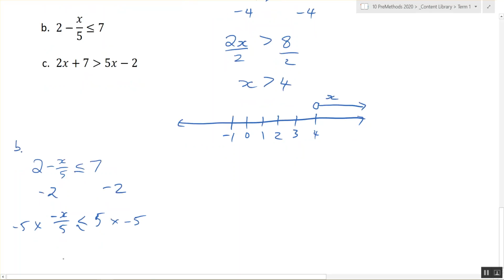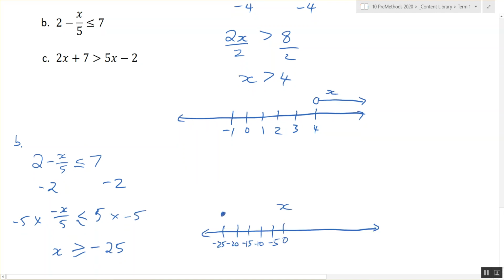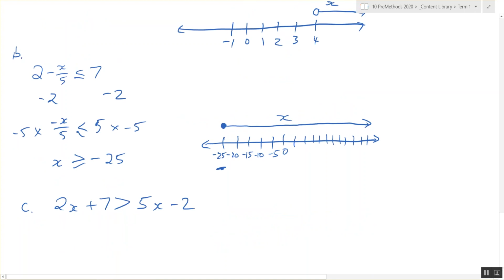The negative and the 5, so what's left over on the left side? Just x. We've times by a negative number, so what switches it? What does it become? A greater than or equal to? And 5 times negative 5 is negative 25. Coloured in one. And what direction? To the right. Because it is greater than the number.